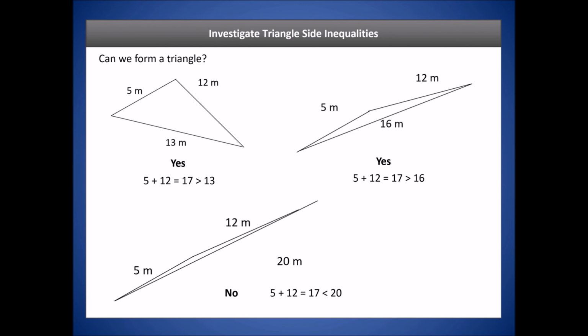So you can see that if you add two of the sides in the triangle, the sum should be greater than the length of the third side. Otherwise, you're going to have issues like we did in this example.